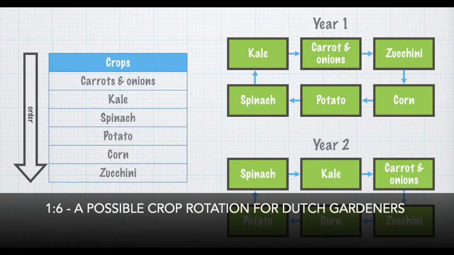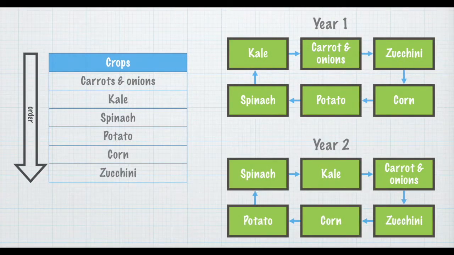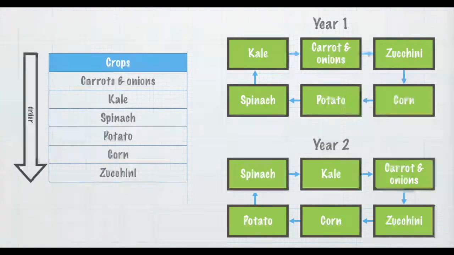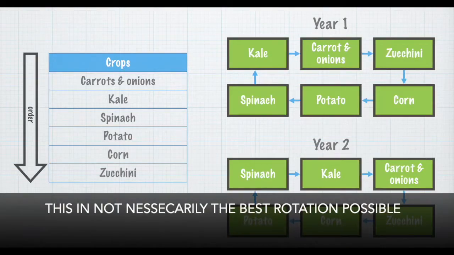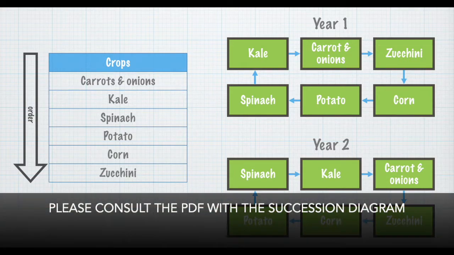Here you can see a crop rotation that I designed for the Netherlands. Onions and carrots in one bed, and the next year I will grow kale, after that spinach, potato, corn, zucchini, and after that onion and carrots again. If you check, you will not find zucchini on the diagram. To solve this, I used cucumber as the most similar crop, as this plant belongs to the same family as zucchini.